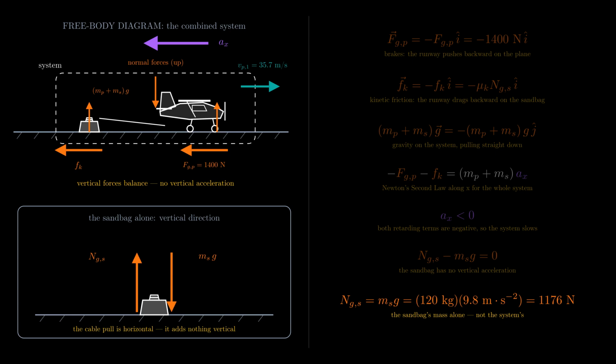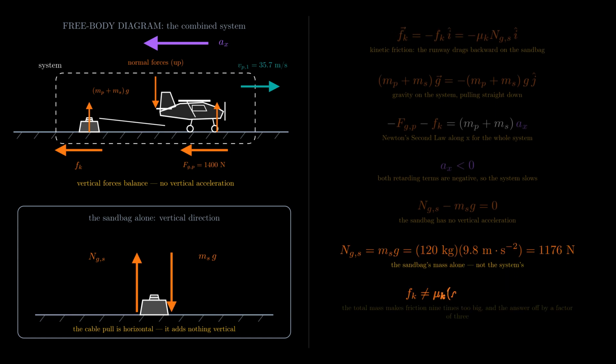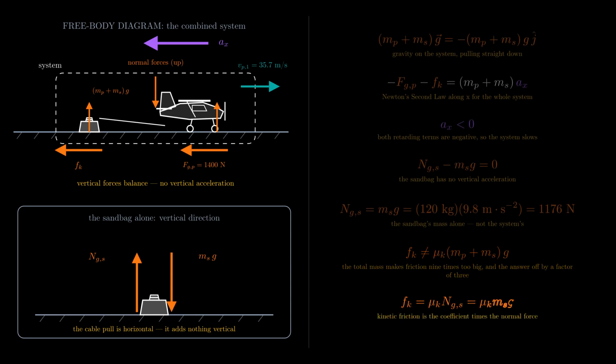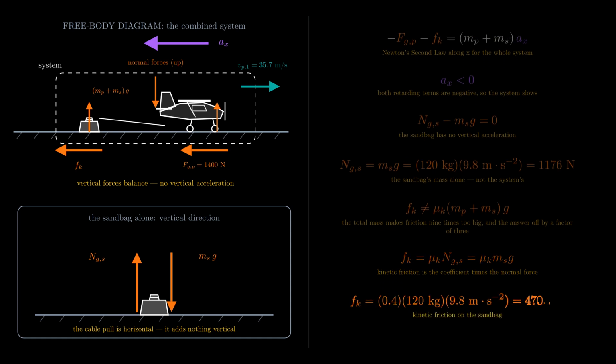Using the total mass here is the most common way to get this problem wrong. The friction comes out more than 9 times too big, and the stopping distance you compute is off by a factor of 3. Kinetic friction is the coefficient times the normal force. So the friction force equals mu sub k times the sandbag's mass times g. Numerically, 0.4 times 120 kilograms times 9.8 meters per second squared, which is 470.4 newtons.